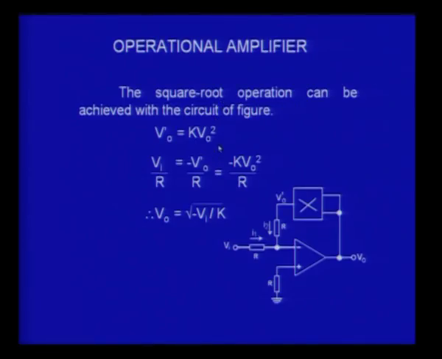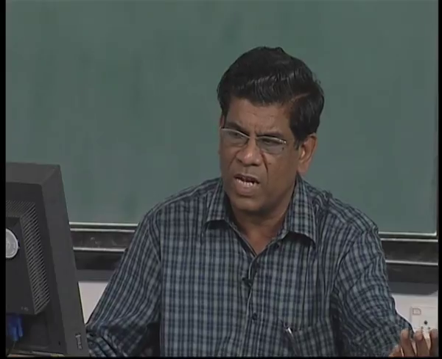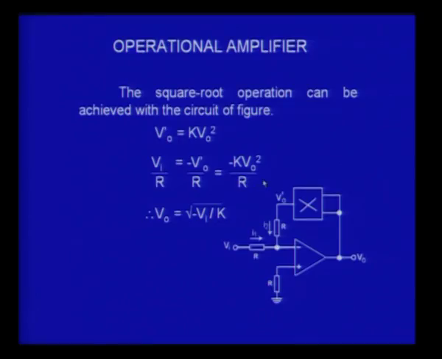The square root operation can be achieved by again having the multiplier in the feedback loop, but connecting the two inputs together, connecting to the output. And the input is as usual, like in the previous case of division. So, Vo' is equal to k times Vo square, because both the inputs are now Vo for the multiplier. And Vi by R is equal to minus Vo' by R, that also we saw previously. Therefore, Vo' will be minus Vi. So, you get minus Vi is equal to k times Vo square, or Vo will be root of minus Vi by k.